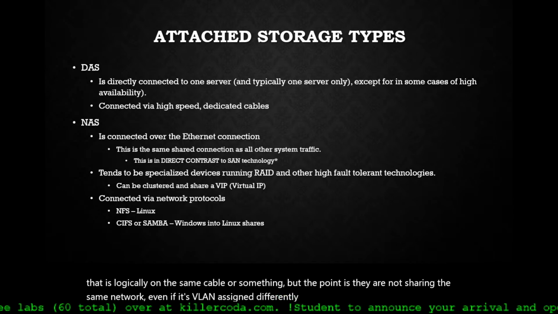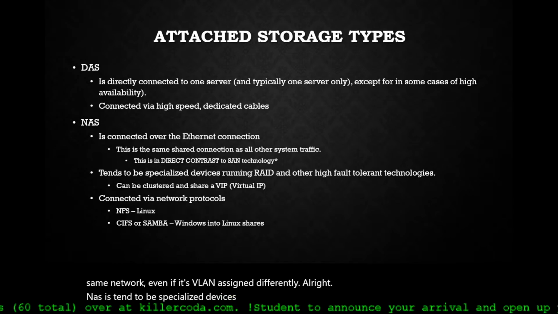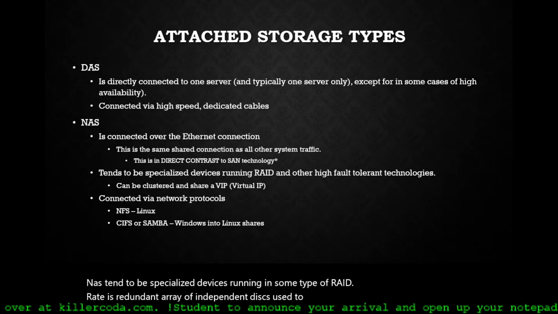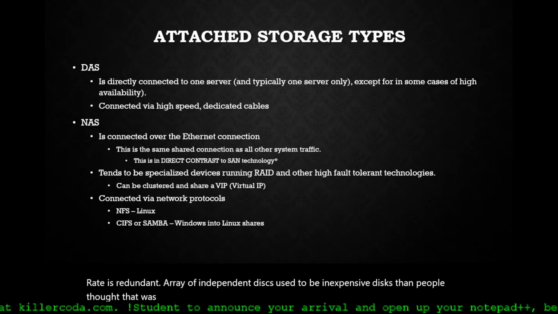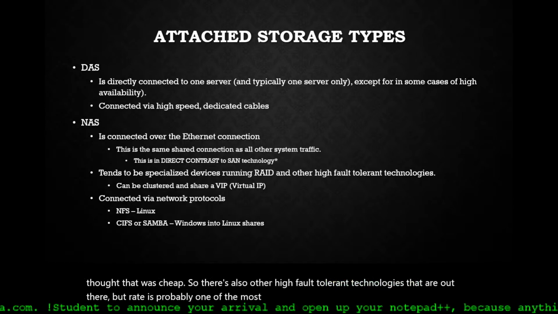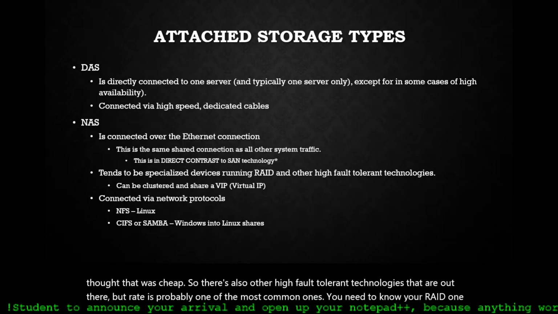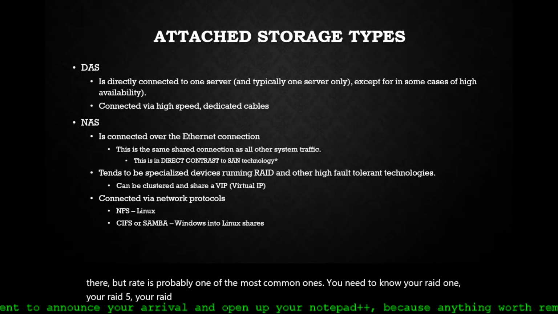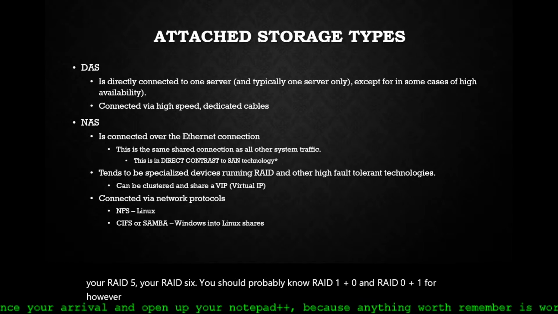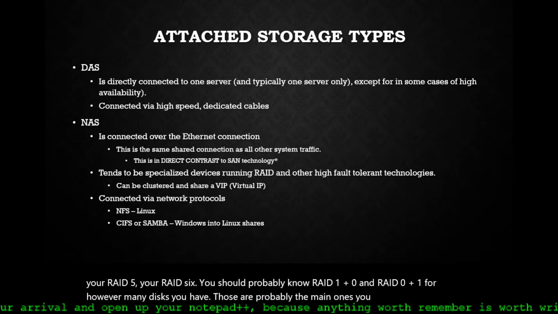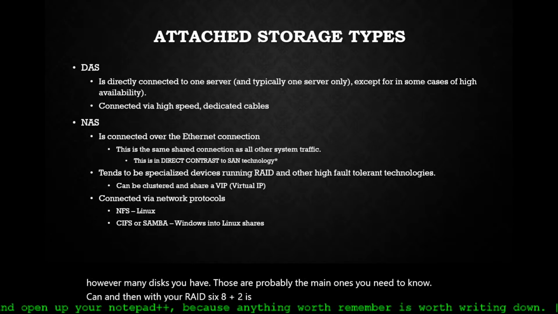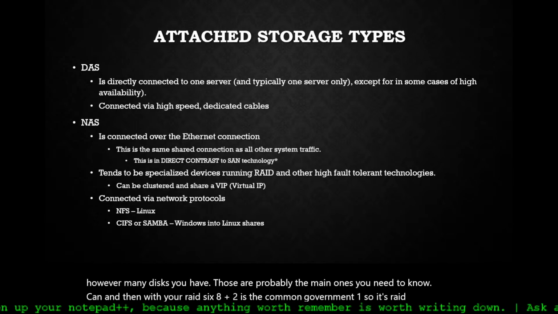All right. NASs tend to be specialized devices running in some type of RAID. RAID is redundant array of independent disks. Used to be inexpensive disks. Then people thought that was cheap. So there's also other high fault tolerant technologies out there, but RAID is probably one of the most common ones. You need to know your RAID 1, your RAID 5, your RAID 6. You should probably know RAID 1 plus 0 and RAID 0 plus 1 for however many disks you have. Those are probably the main ones you need to know. And then with your RAID 6, 8 plus 2 is the common government one. So it's RAID 6, 8 plus 2.